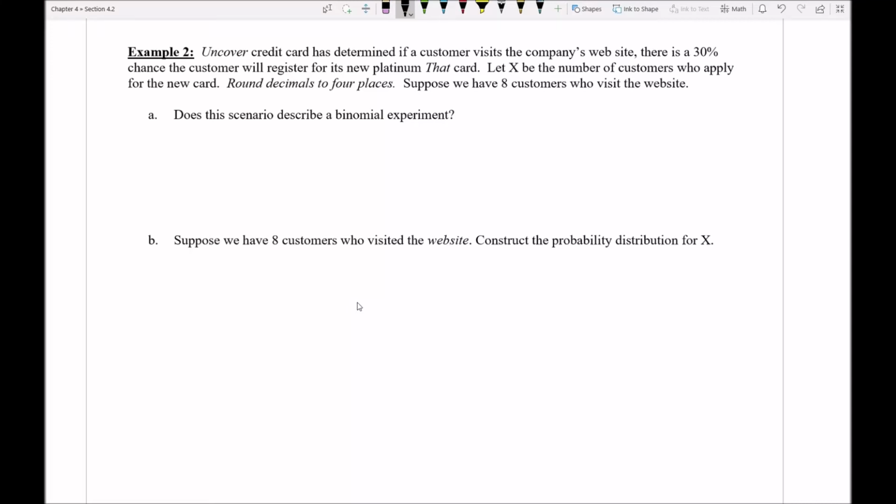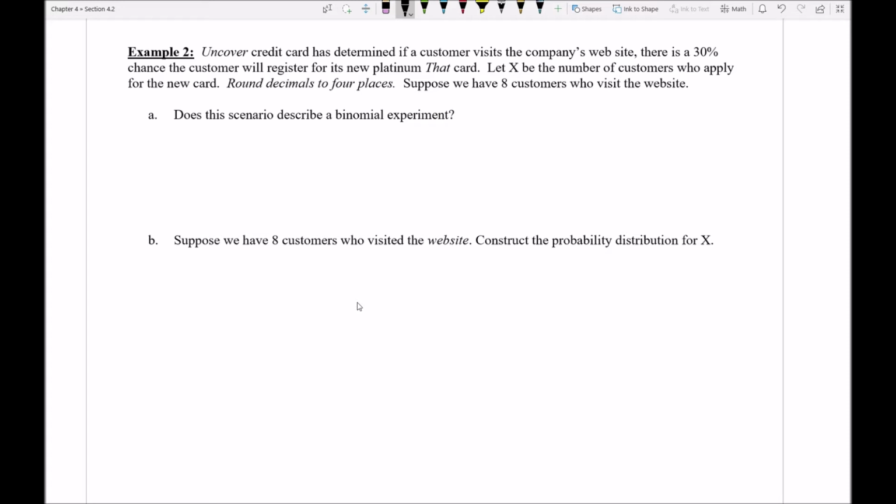So let's take a look now at example number 2. Let's see what we have here. Uncover Credit Card has determined that if a customer visits the company's website, there's a 30% chance the customer will register for the new Platinum card. Let X be the number of customers. Okay, this is important. Let X be the number of customers who apply for the new card.